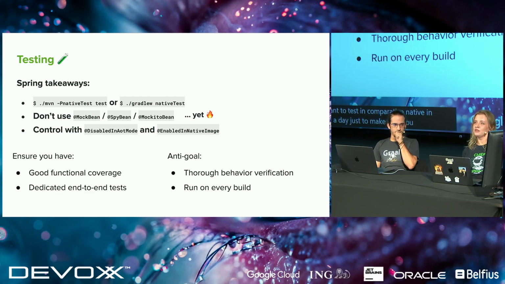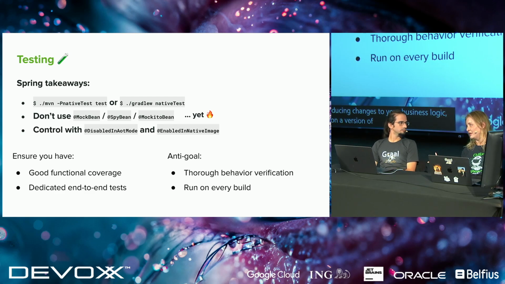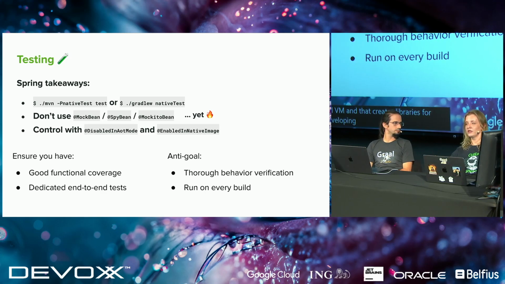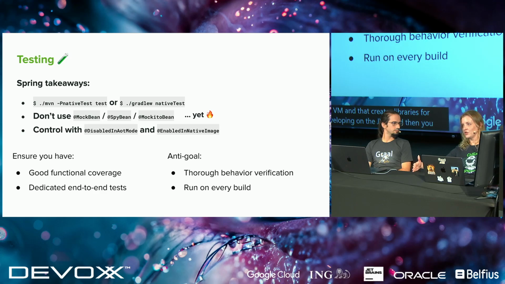But you do not necessarily need to compile to native all the time as you're introducing changes to your business logic, especially if you're on a version of a framework that is compatible with GraalVM and that creates libraries for you. You just keep developing on the JVM, and then you build and test to native once in a while to make sure that things work, but you don't need to recompile every 5 minutes as you're introducing changes to your code. So what we're saying here is don't test a native image all the time.